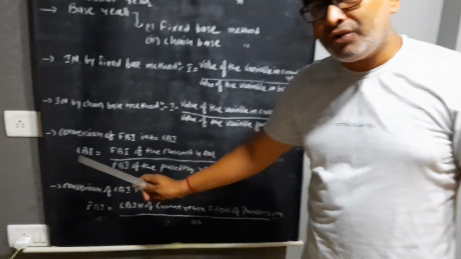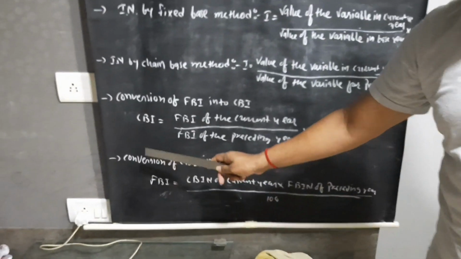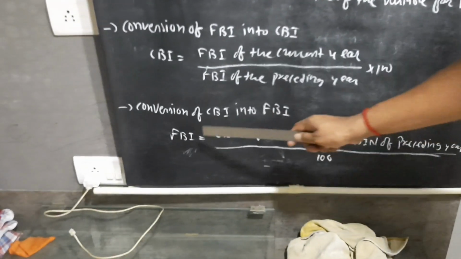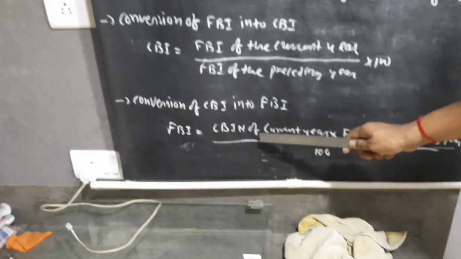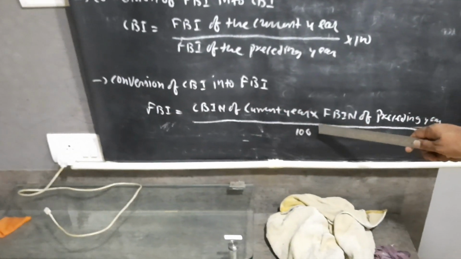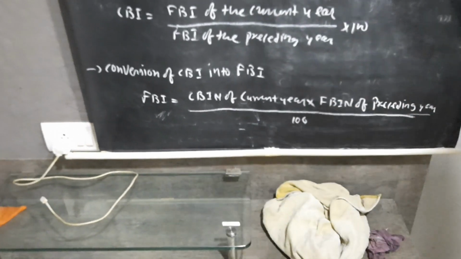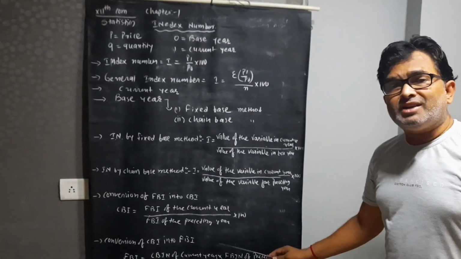And the last formula for today's video: conversion of chain base index number into fixed base index number. Fixed base index number is equal to chain base index number of the current year into fixed base index number of the preceding year upon 100. In all these formulas, this is the only formula where 100 is a denominator.